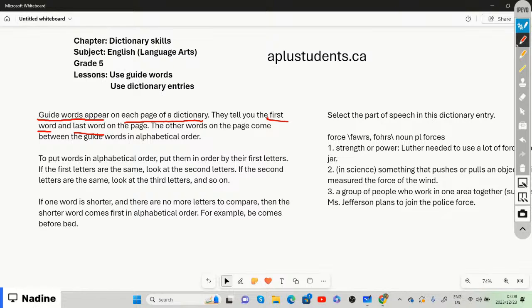they come between the guide words, and they're also in alphabetical order, which I mentioned. Being in alphabetical order makes it much easier for you to identify and look up a specific word within the dictionary. And that is why we call them guide words, in order to guide you in a manner that makes it easier.